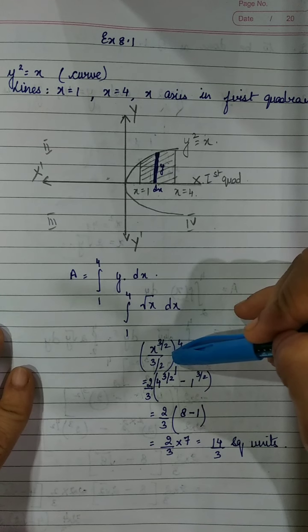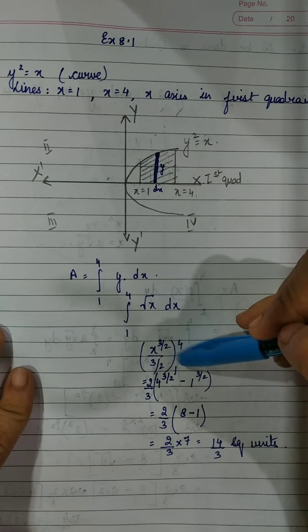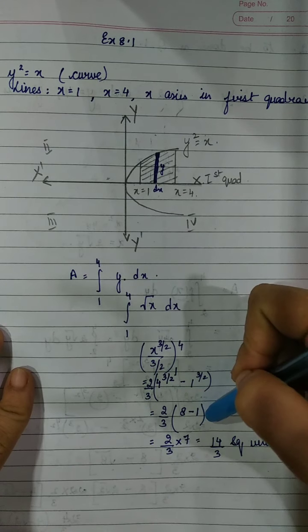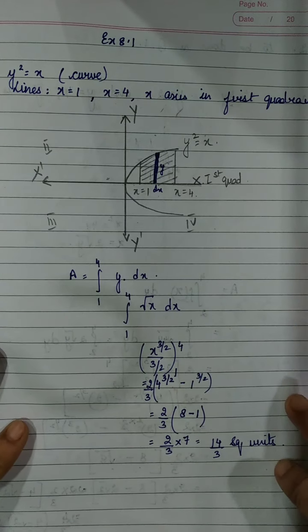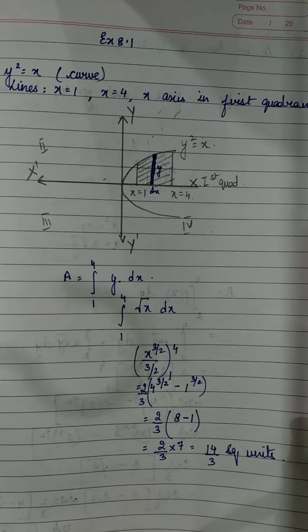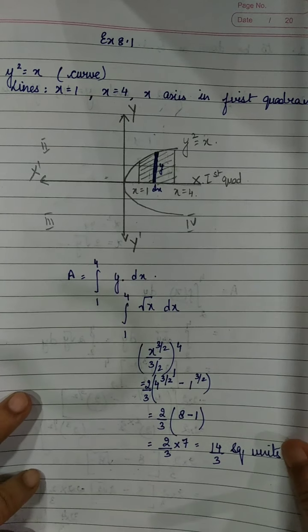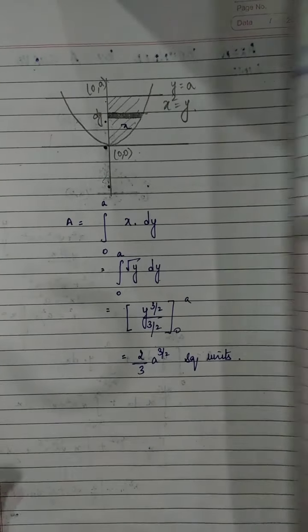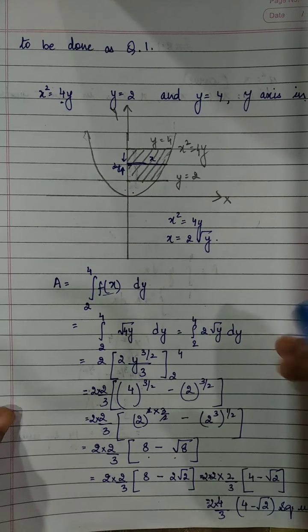Simply finding the integration, x to the power 3 by 2 upon 3 by 2, from 1 to 4. So we get 2 by 3 times 8 minus 1, that's 7, 2 into 7 by 3, or simply 14 by 3 square units. So this is how we are going to find a simple solution for the area occupied under this curve. Okay. Question number 2 is similar to question number 1 and would be done by you as practice.